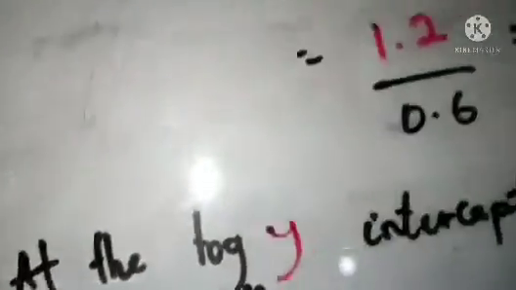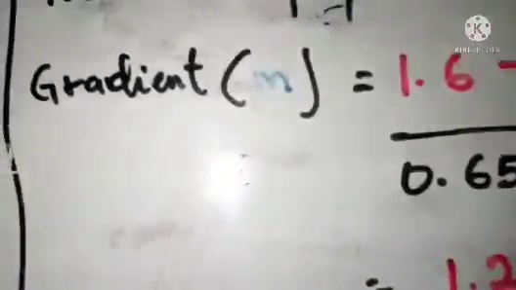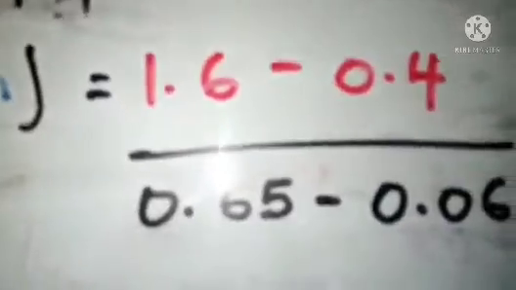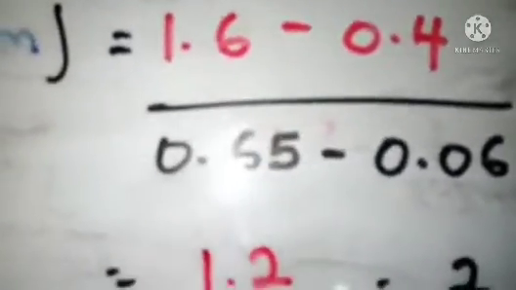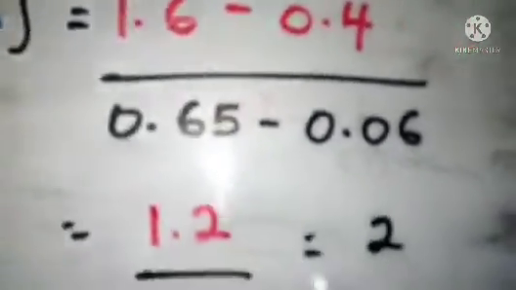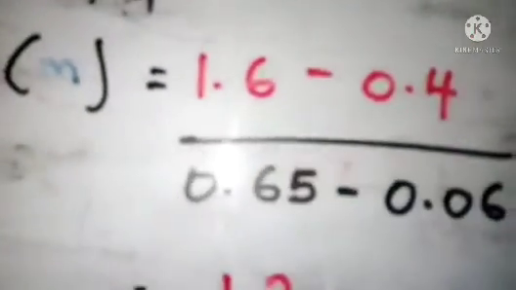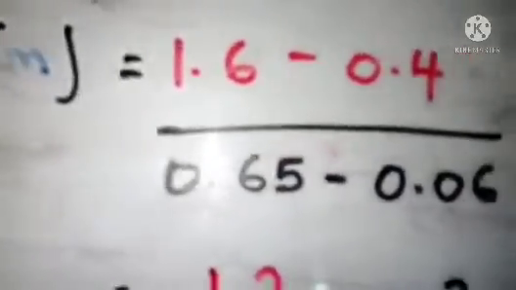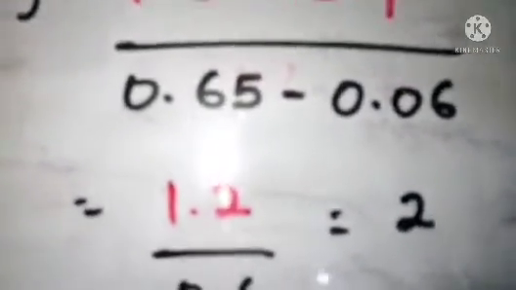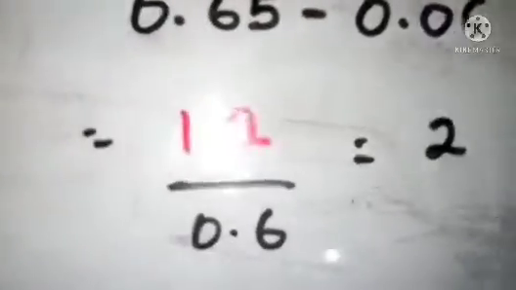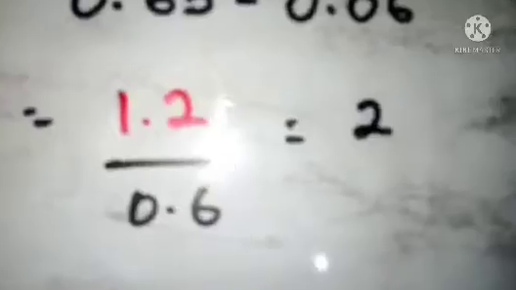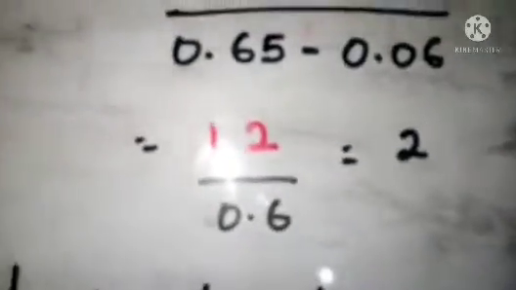After doing that, you can see that your gradient here should be 1.6 minus 0.4 from the graph. That is what you are having, and then all over 0.65 minus 0.06. So that's why I said that you may use the definition of the gradient in the long run, but here you have to use the graph to determine that. When you do this calculation perfectly, you should get something like 1.2 divided by 0.6. That will give you 2. So this 2 is the m, which is the gradient. Is that okay? That is the gradient.